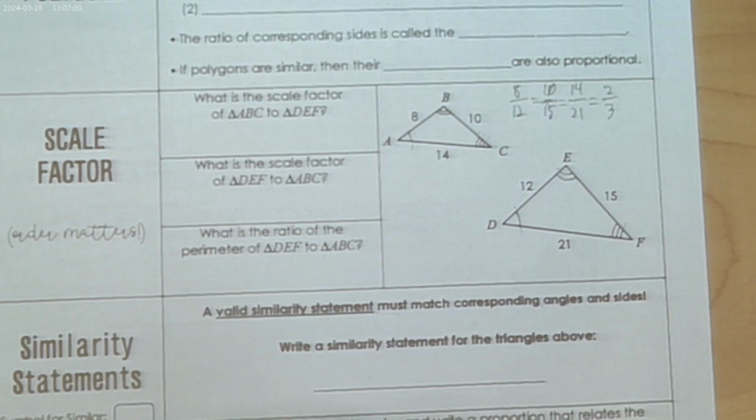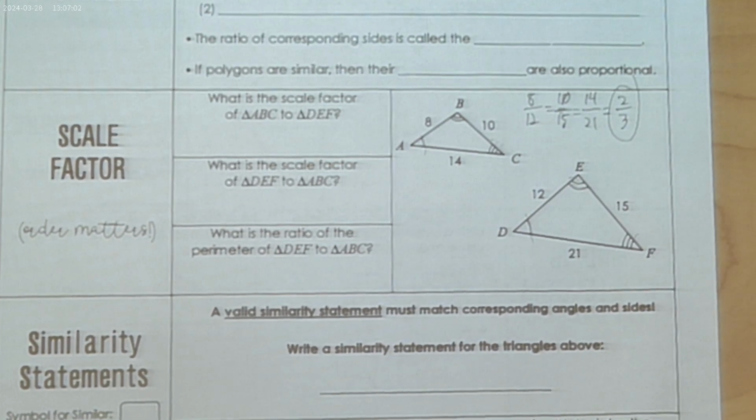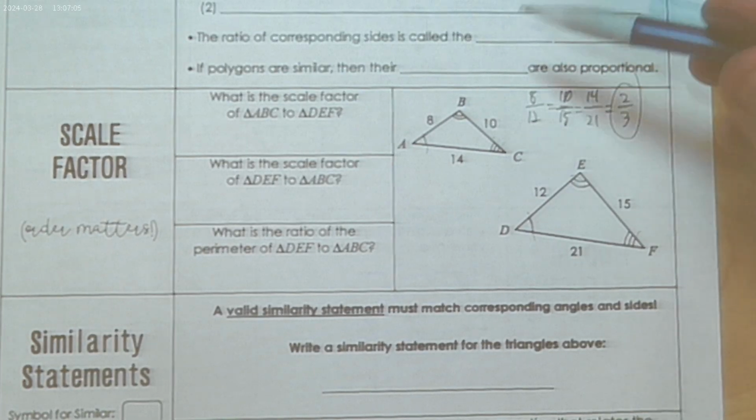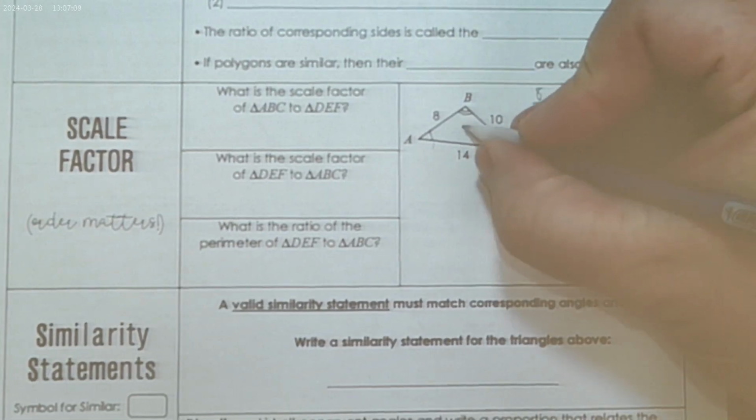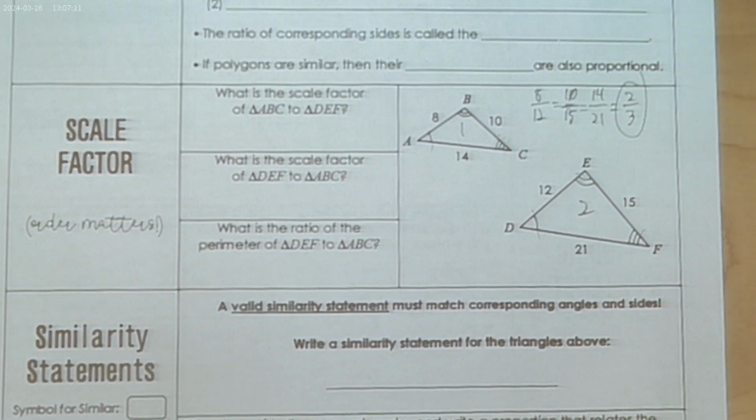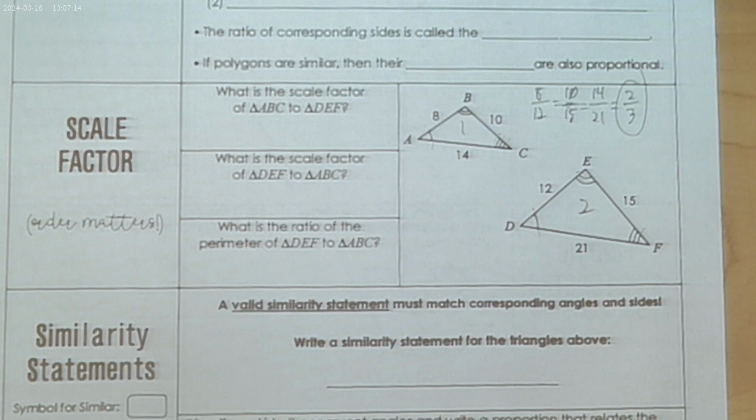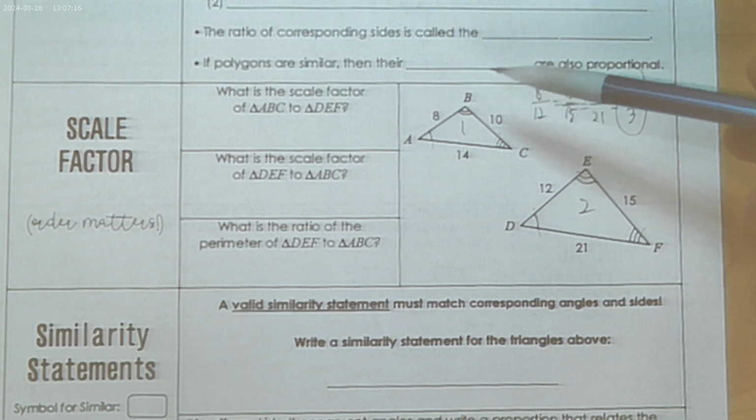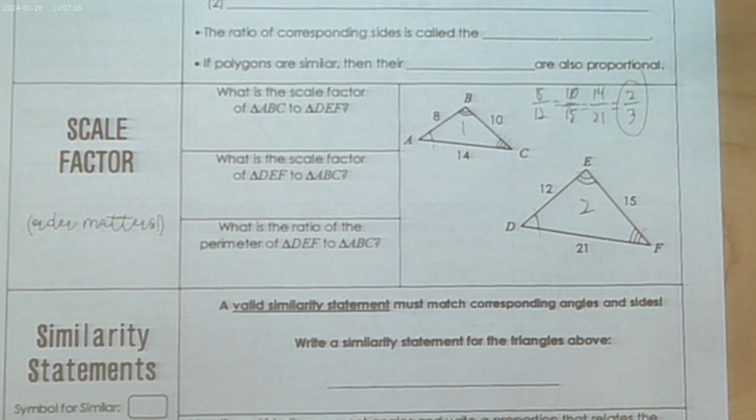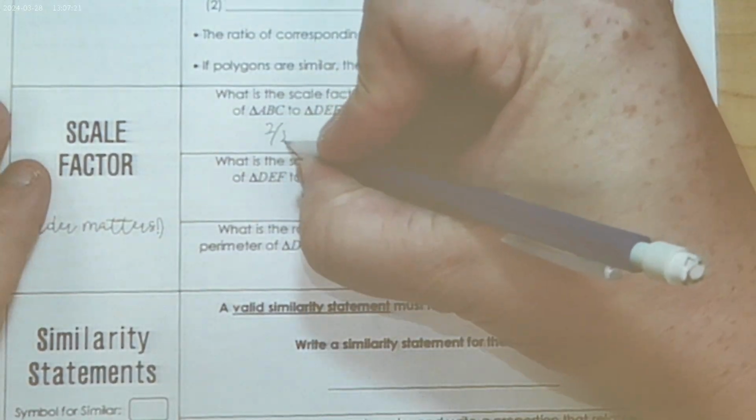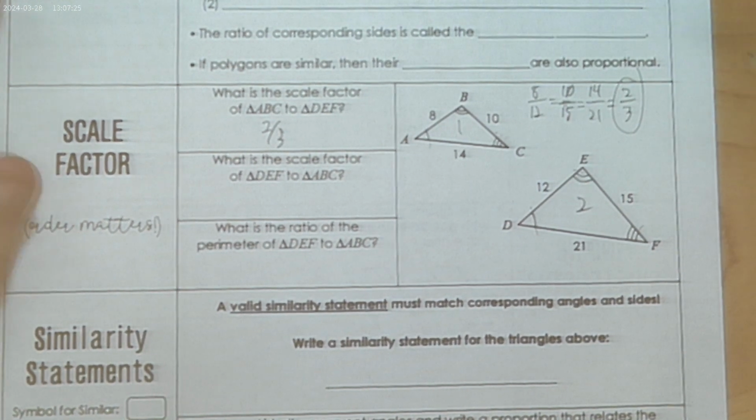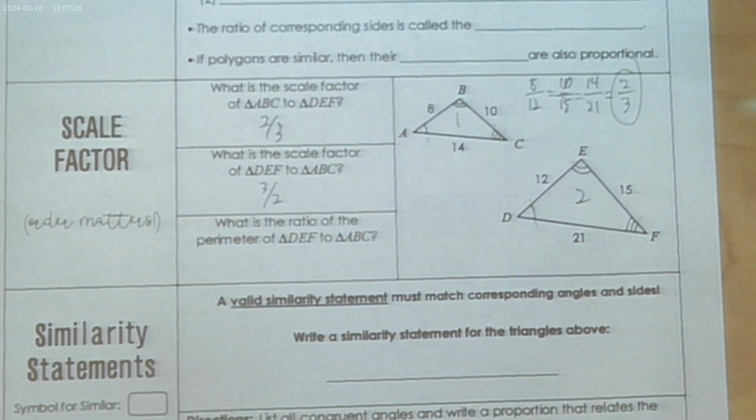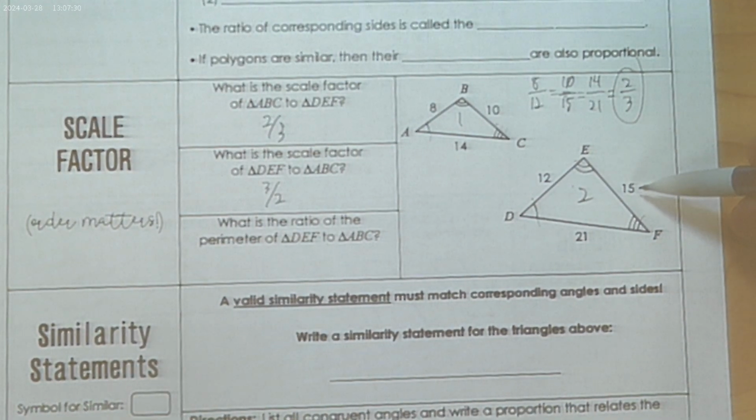And so the scale factor that you're looking for is whatever that ratio is that gets you from triangle 1 all the way up to triangle 2. So what is the scale factor of ABC to DEF? That one is going to be 2/3. And what is the scale factor from DEF to ABC? That's just going to be 3/2. Whatever this value is, you're going to divide it by 3, which is 5, and multiply it by 2, which gives you 10.